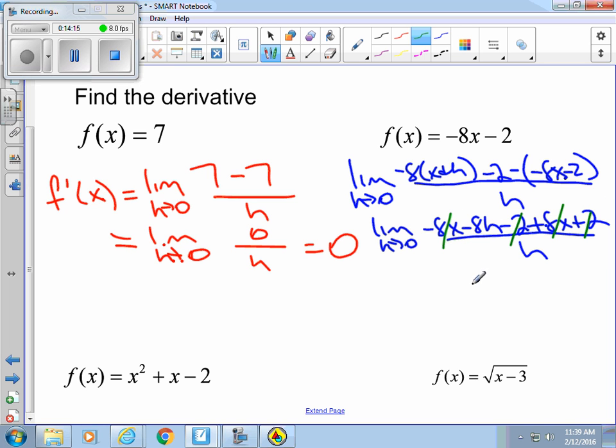Yep. Negative 8h divided by h is negative 8. Does it matter what x is? No, so f prime of x is negative 8, which makes perfect sense.